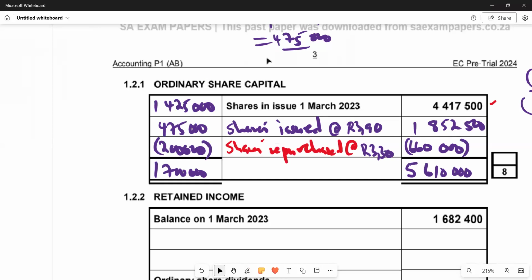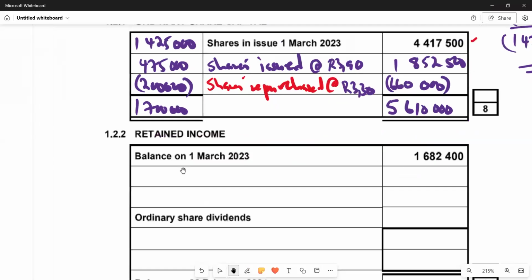Now we go to retained income. So for retained income, we are going to start with our balance at the beginning, which we are given as pre-entered. Then we are supposed to adjust for net profit after tax. So here we are saying net profit, of which we are supposed to add net profit after tax.